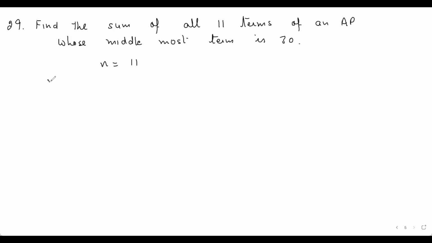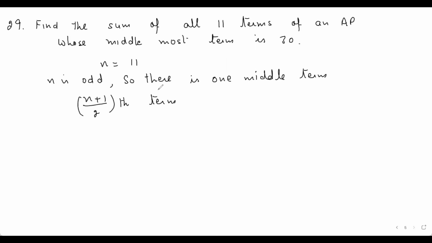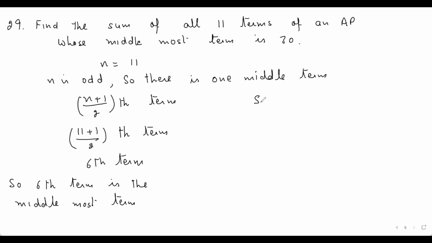n is odd. So there is one middle term. And that middle term will be (n plus 1) by 2th term. And here it is 11 plus 1 by 2th term. That is 6th term. So 6th term is the middlemost term. I am to find S11 where a6 is given 30. a6 is equal to 30 implies a plus 5d is equal to 30.